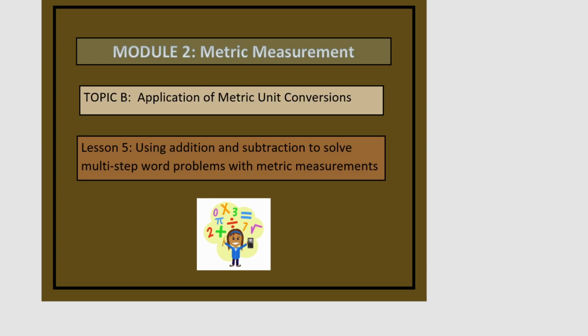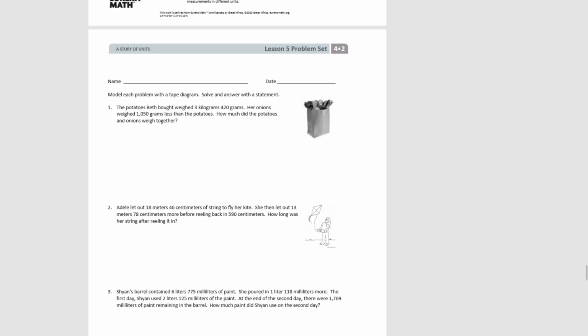This is Module 2, Lesson 5. In this lesson, we'll be using addition and subtraction to solve multi-step word problems with metric measurements. And we're going to go right to some problems. The directions say to model each problem with a tape diagram and to solve an answer with a statement.